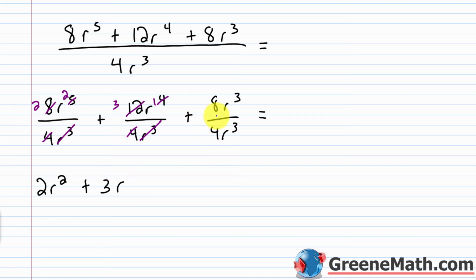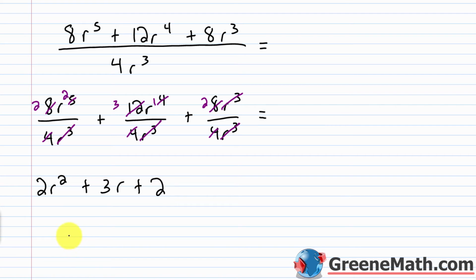Then lastly, I have 8r cubed over 4r cubed. This is going to cancel with this and give me a 2. R cubed will cancel with r cubed. So this will be plus 2. So I get 2r squared plus 3r plus 2. And again, very, very easy to check.